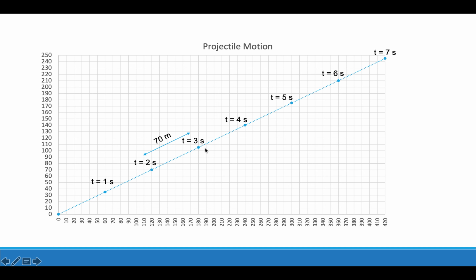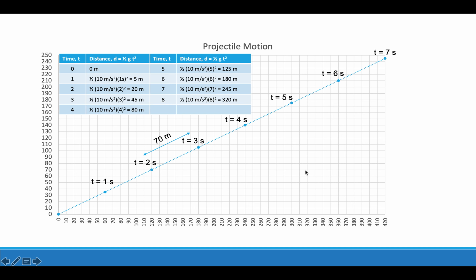So this is 1, 2, and so on. And each of these separations are 70 meters. We can go to our table that we created on the previous page, and we can see how far the object falls vertically off of that path in these time intervals. So after 1 second, it falls 5 meters. Each of these blocks in here represents 10 meters, so it falls 1/2 of a block.